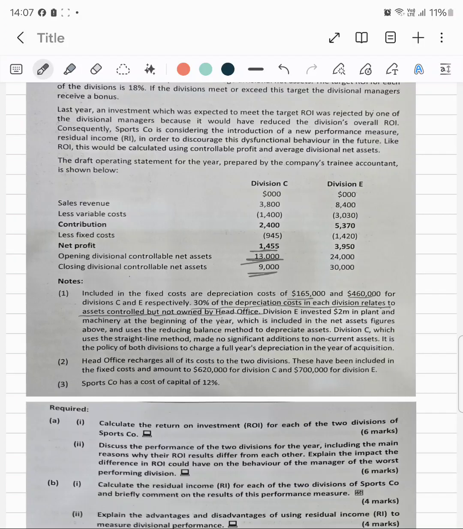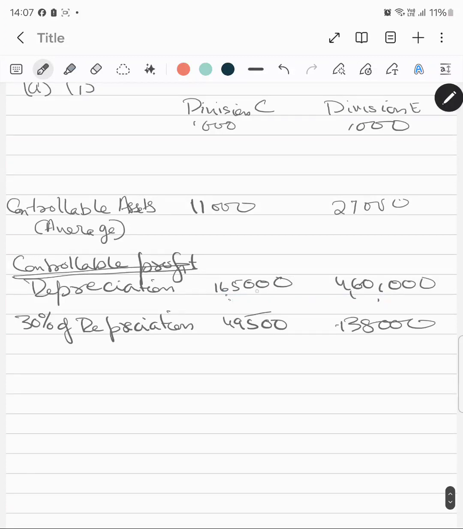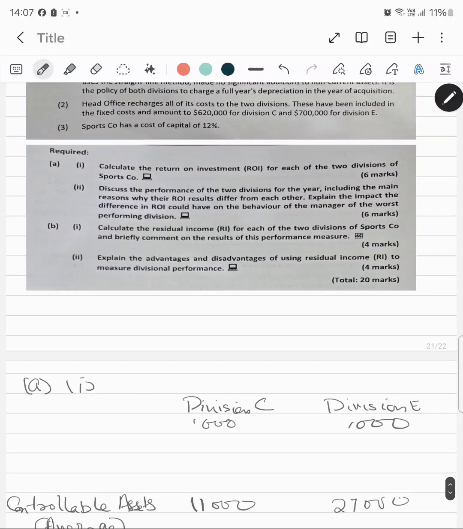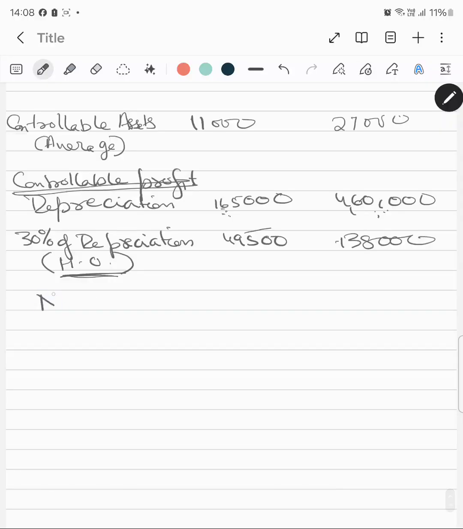So we will add back. This 30% was not related to our division. I've taken the depreciation given in the question and calculated 30% of it, and this is of the head office and not the division. If it's of the head office, it does not need to be included in the depreciation. Because this 30% portion is included, my fixed cost for the division is a bit higher, and hence I'm getting a lower net profit. If I exclude that depreciation portion which pertains to head office, my net profit will increase. So I will add it.